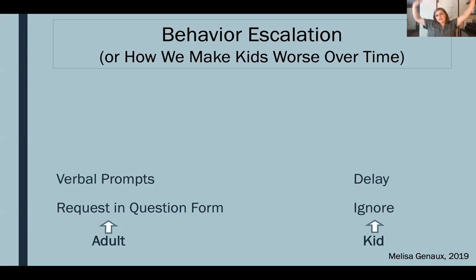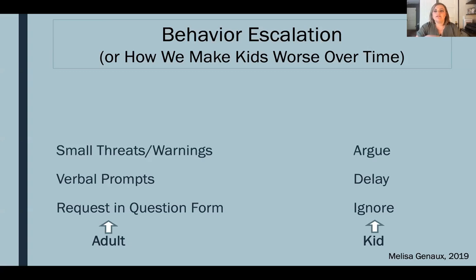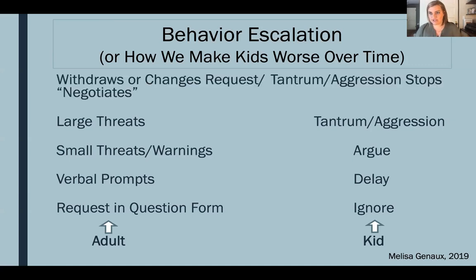And they delay. They're stretching. They're fiddling with their pencil. They're clicking their lead. So then comes the small threats or the warnings. Okay, the teacher's kind of getting upset, and the student starts to argue. Then a large threat. That's it. You're missing recess. And the student starts to tantrum. They're showing aggression, whatever aggression looks like for that kiddo. So then the teacher quickly backpedals and they withdraw or change that request, and they start to negotiate with the kid. And the tantrum and aggression stops.